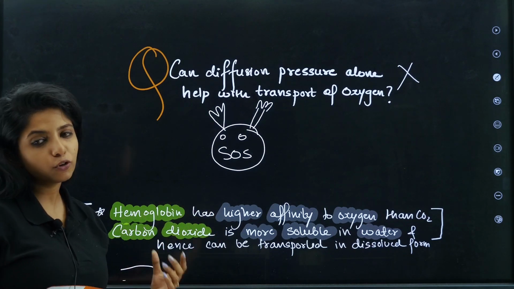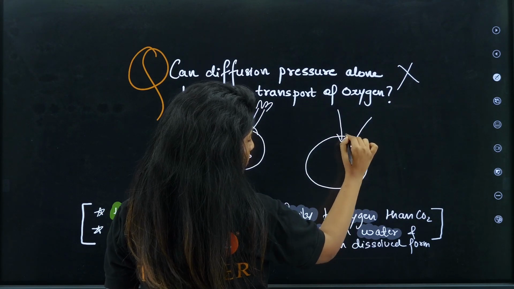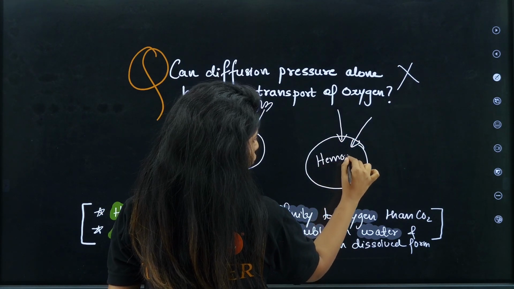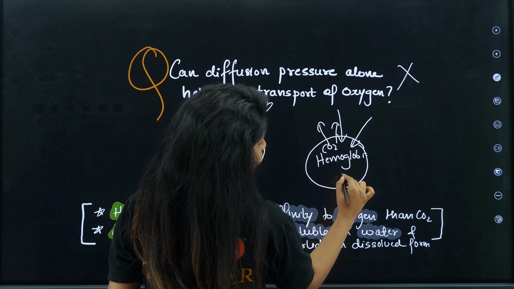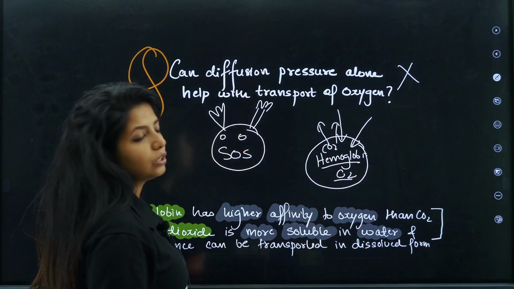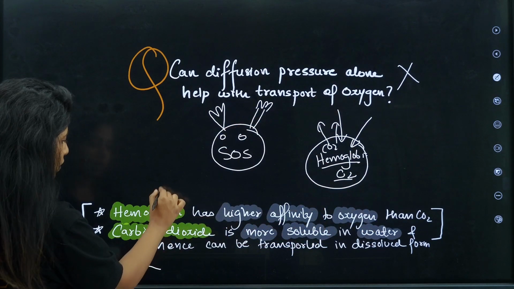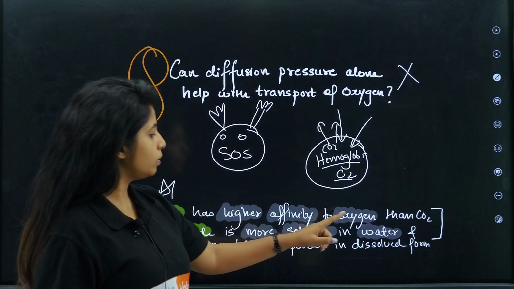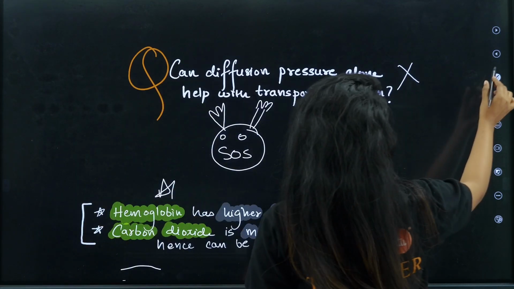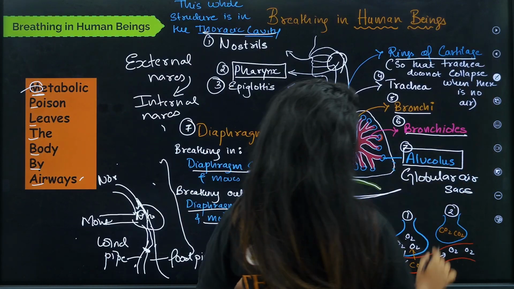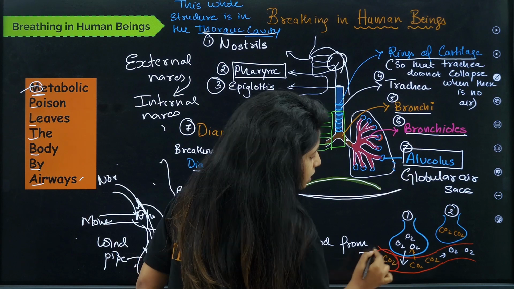One more very important thing: hemoglobin has a higher affinity for oxygen than carbon dioxide. Why am I talking about hemoglobin? Because the blood cells which were carrying oxygen from the alveolus have hemoglobin. They are like, I do not want CO2, I just want oxygen. They have more affinity for oxygen than carbon dioxide, which is why they take in oxygen very quickly. Please remember, it's a very important point. Carbon dioxide is more soluble in water and hence can be transported in dissolved form. So when this transport is happening in the blood cells, it's not just in the blood cells that I will be getting CO2.